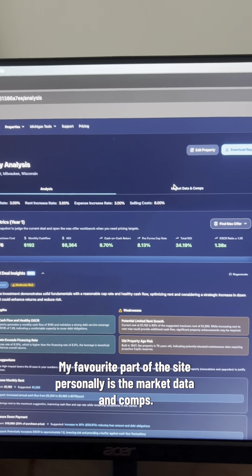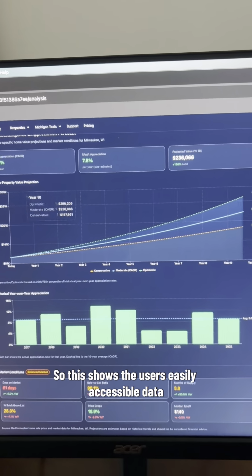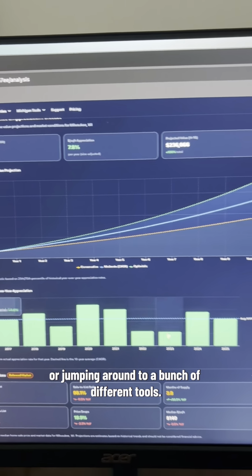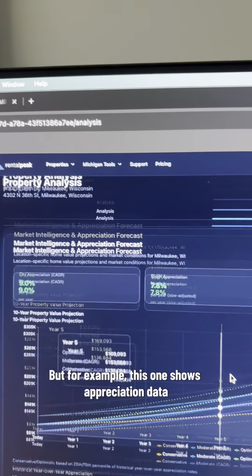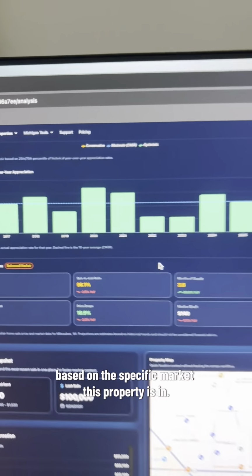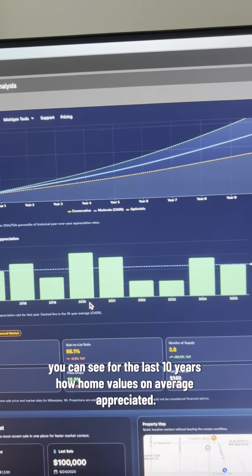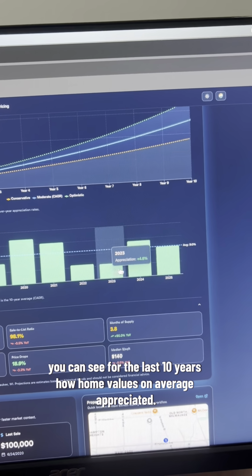My favorite part of this site personally is the market data and comps tab. So this shows the users easily accessible data that otherwise they wouldn't be able to see without an agent or jumping around to a bunch of different tools. But for example, this one shows appreciation data based on the specific market this property is in. So from Milwaukee, you can see for the last 10 years how home values on average appreciated.